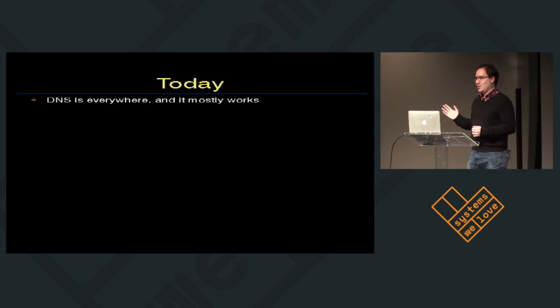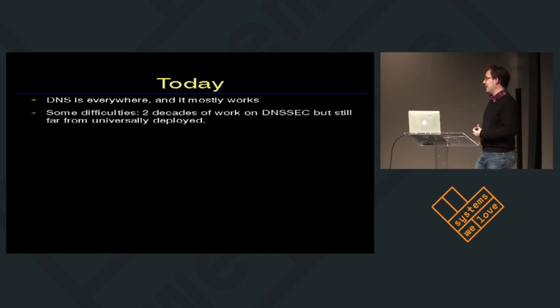UECP has kind of gone the way of the dodo. I don't even think the UECP website's up anymore. So it turns out they were right to ignore that. There have been some difficulties with DNS, a bit of rocks in the path. In particular, there's been 2 decades of work on DNSSEC, which is basically trying to bolt cryptographic security onto DNS after it's been deployed. This is still far from universally deployed, but it's sort of getting into a state where a lot of big providers are starting to look at it.